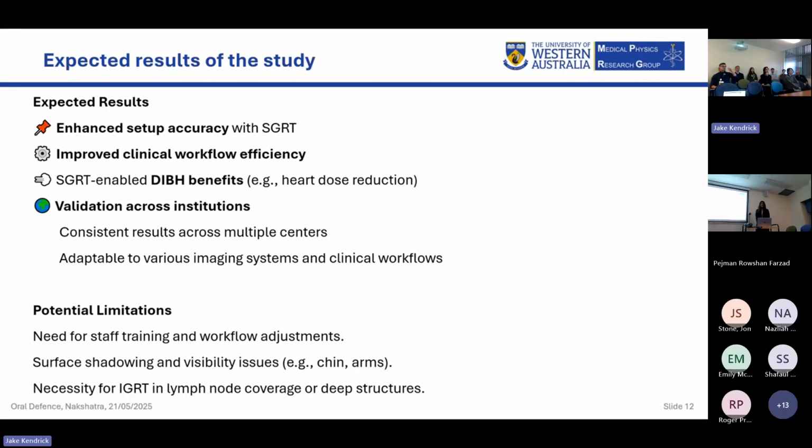Now, as for the expected outcomes, through the study, I expect to prove that SGRT enhances setup accuracy and also improves the workflow of the whole process. And SGRT-enabled DIBH benefits, which reduces heart dose, and also validate the whole result across institutions.